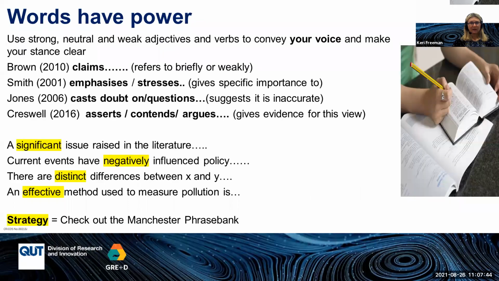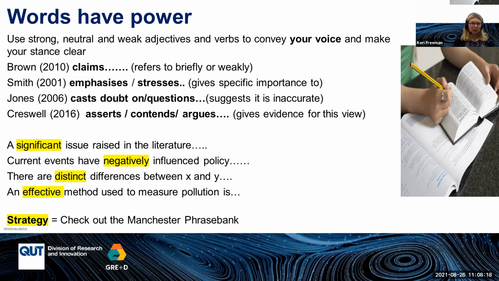So another really good strategy regarding your writing is that the words you're using are so important. Words have power. You can see in those examples there that different words have a different meaning. Some are strong, some are neutral, some are weak. So I really also recommend the Manchester Academic Phrase Bank, another really good strategy for your phrases, but think about the words as well.